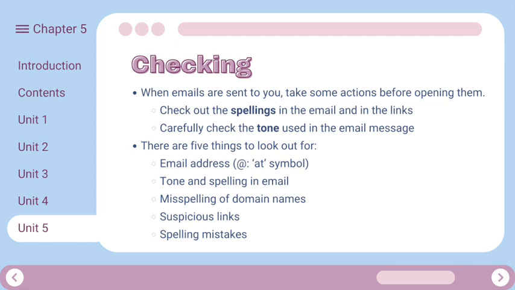There are 5 things to look out for. First, carefully check the part of the address after the @ symbol, which should match the company's name. Second, the tone of the email and bad spelling of words is a clear identification of a potential scam. Third, misspelling of domain names in the link are very common errors found in emails sent by scammers and fraudsters. Fourth, suspicious links. Destination addresses should match the rest of the emails. Fifth, be cautious of spelling mistakes.